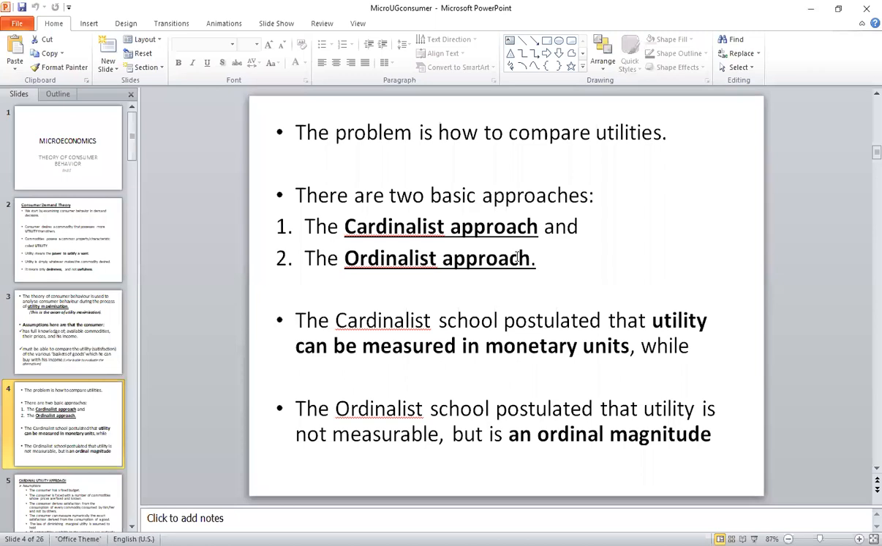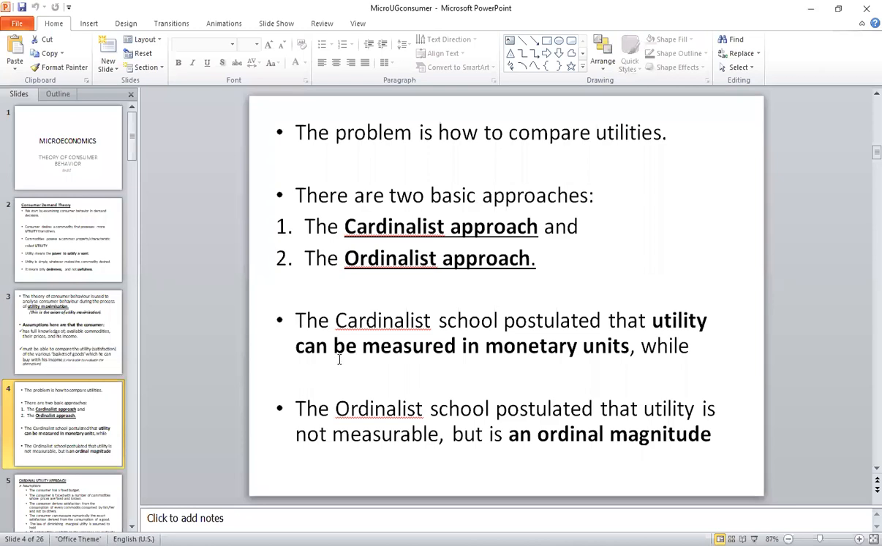Of course, you have come across this in your first year. By the way, with economics, even the first year work is important, because this is what we are doing right now. This is just expanding on it, so you don't need to forget totally about it. So basically, we know these names are borrowed from mathematics: cardinal numbers, ordinal numbers. So we have the cardinalist approach, or the cardinalist school, which postulates that utility can be measured in monetary units. And then the ordinalist school, which postulates that utility is not measurable, but rather it is an ordinal magnitude.